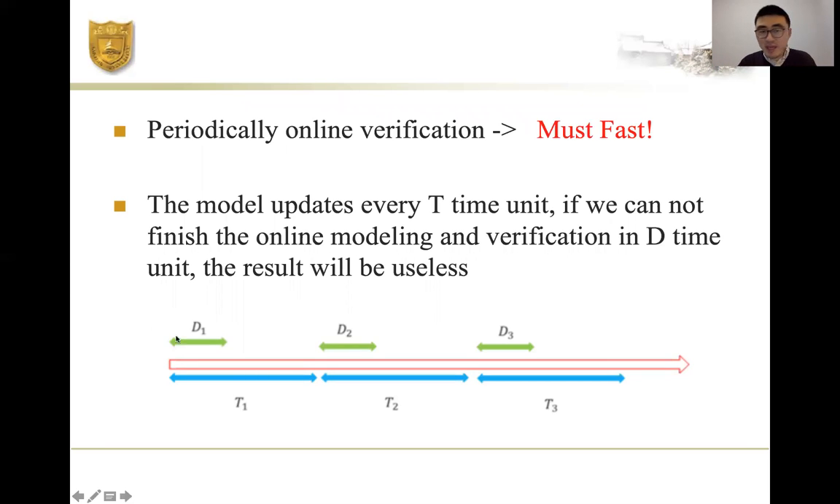And if we cannot finish online model verification in D time units, the result will be useless. First, D cannot be larger than T, right? If D is larger than T, then when you get the result, the system has already moved to another set of parameters, and the result is useless. And D can be smaller than T, but it should leave enough room, because if D and T are really close, then you have just like 1 millisecond to execute the fallback plan. That's not enough.